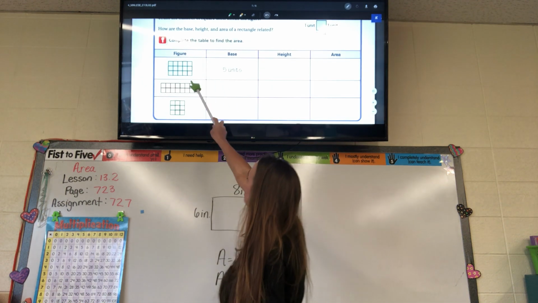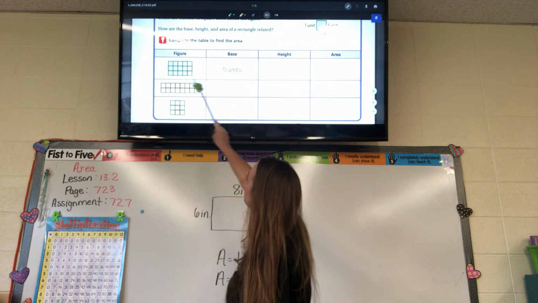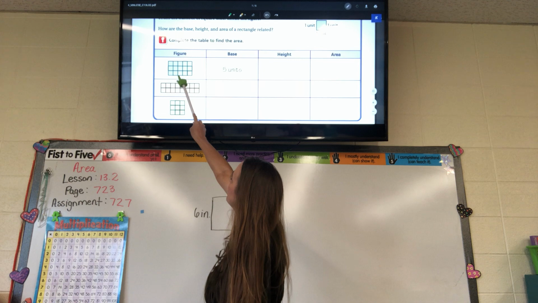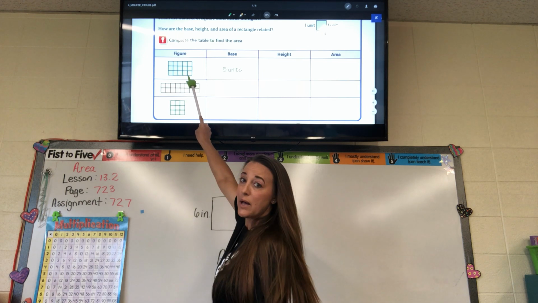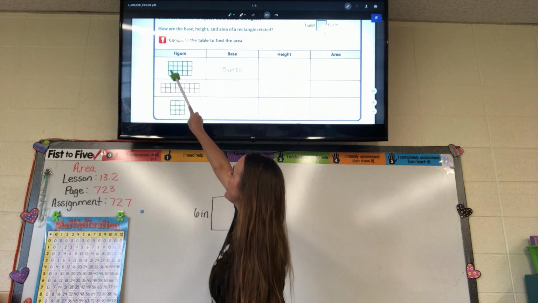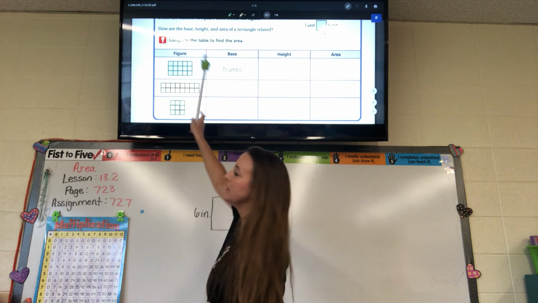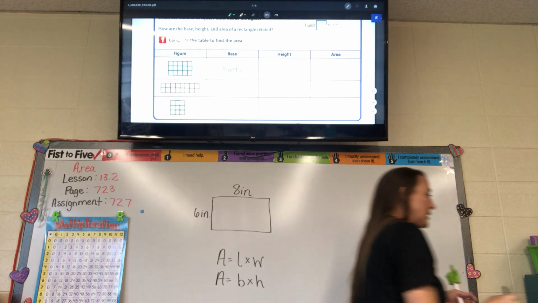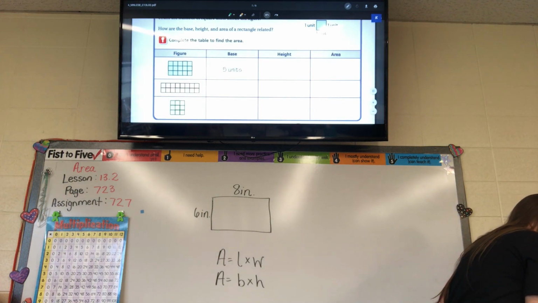Okay, so we've got a figure here. The base is 5 units, so 1, 2, 3, 4, 5 across the bottom. And the height would be either this side or this side, either one, but both are 3 units. So for the height, we're going to write 3 units.